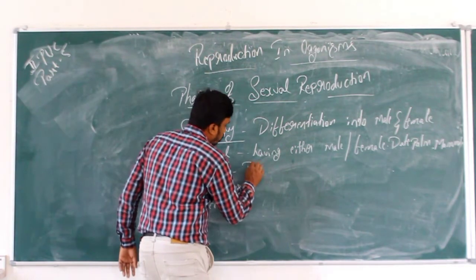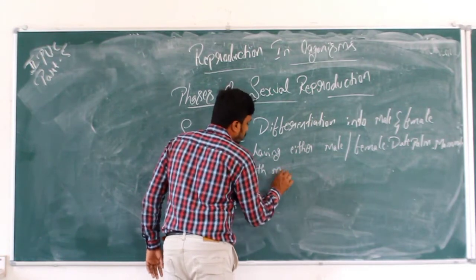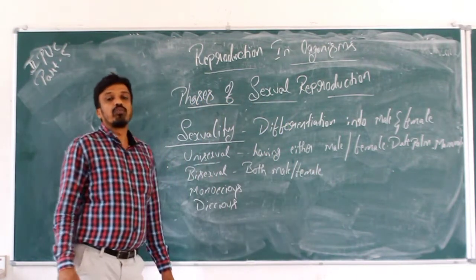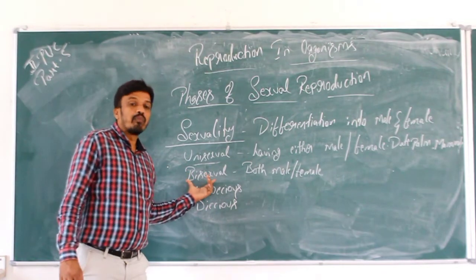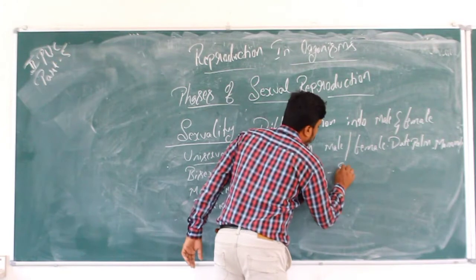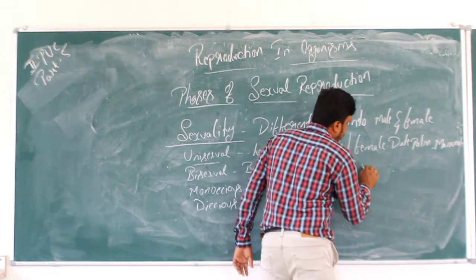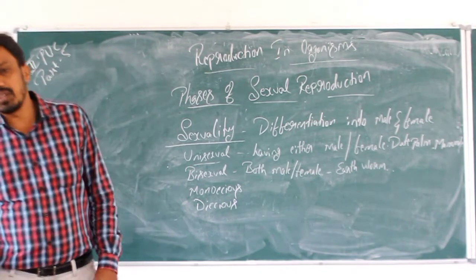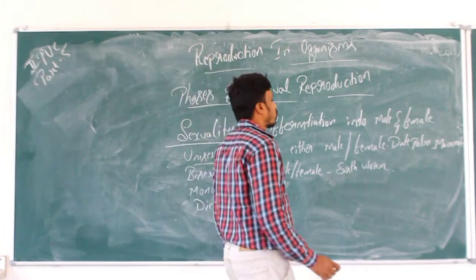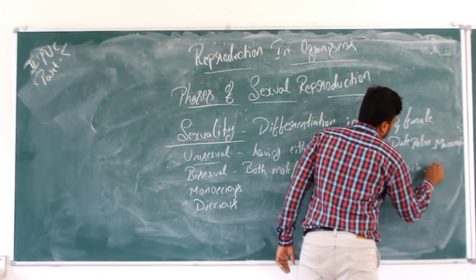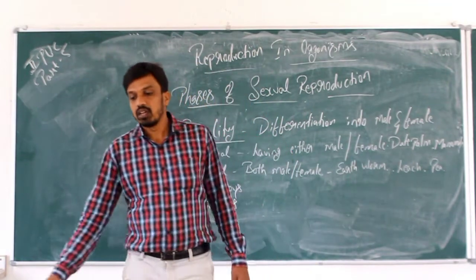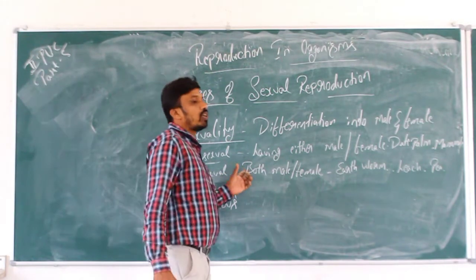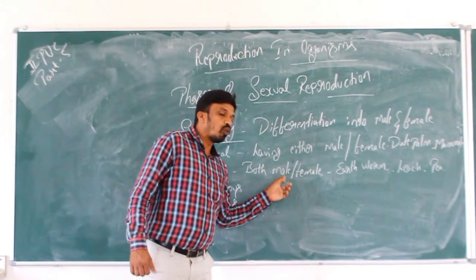Next, bisexual. They are going to have both male and female part. They are called as bisexual. Example, earthworm, hibiscus, leech, pea plant. So they all come under what? Bisexual. What do you mean by bisexual? An organism having both male and female part.